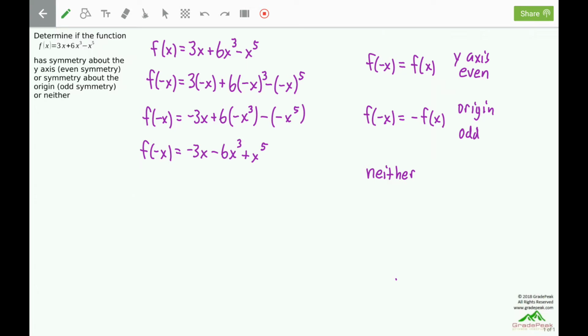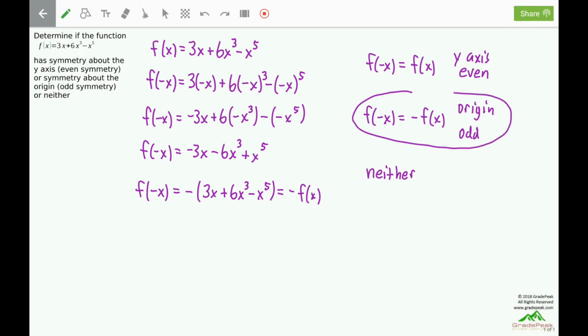We can therefore factor out a negative, and it will leave behind a positive 3x, a positive 6x cubed, and a minus x to the fifth, which is exactly f of x with a negative in front of it. So this equals negative f of x, which is the exact condition needed to have origin odd symmetry.